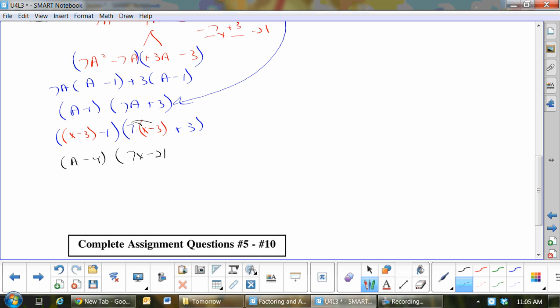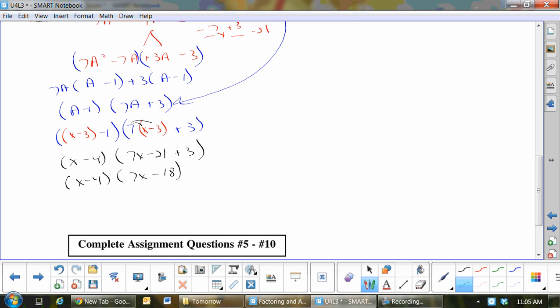Now this would be 7x minus 21, right? Yeah, but I'm going to do this just so I don't skip that step. I'd lose too many people right now if I just put that down. Okay? So this is x minus 4, and this is 7x minus 18.